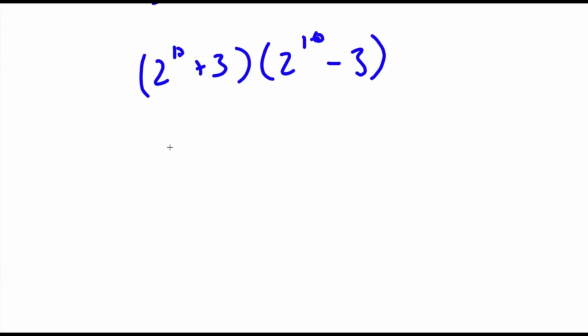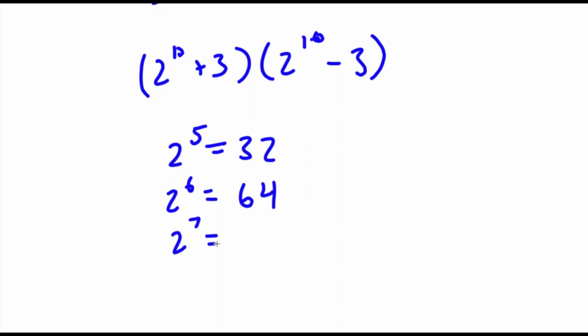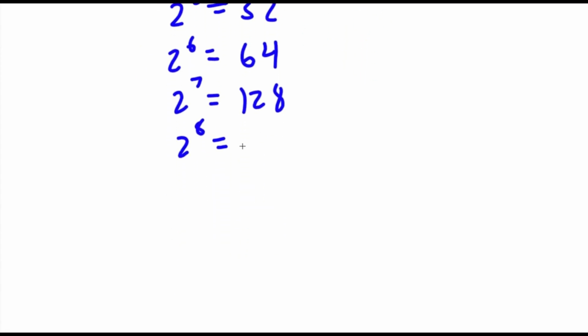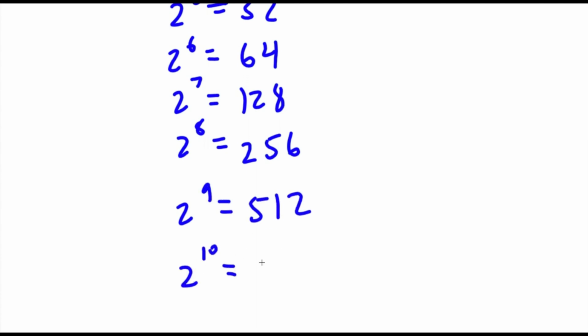Now 2 to the power of 5 is equal to 32. 2 to the power of 6 is double of 2 to the power of 5, which is 64. 2 to the power of 7 is double of 64, which is 128. 2 to the power of 8 is double of 128, which is 256. 2 to the power of 9 is double of 256, which is 512. And finally 2 to the power of 10 is double of 512, which is 1024.